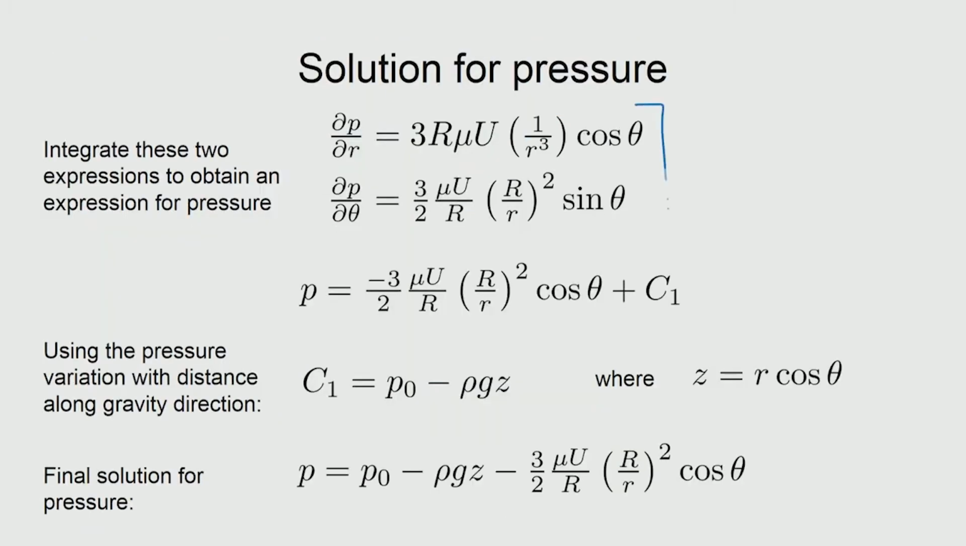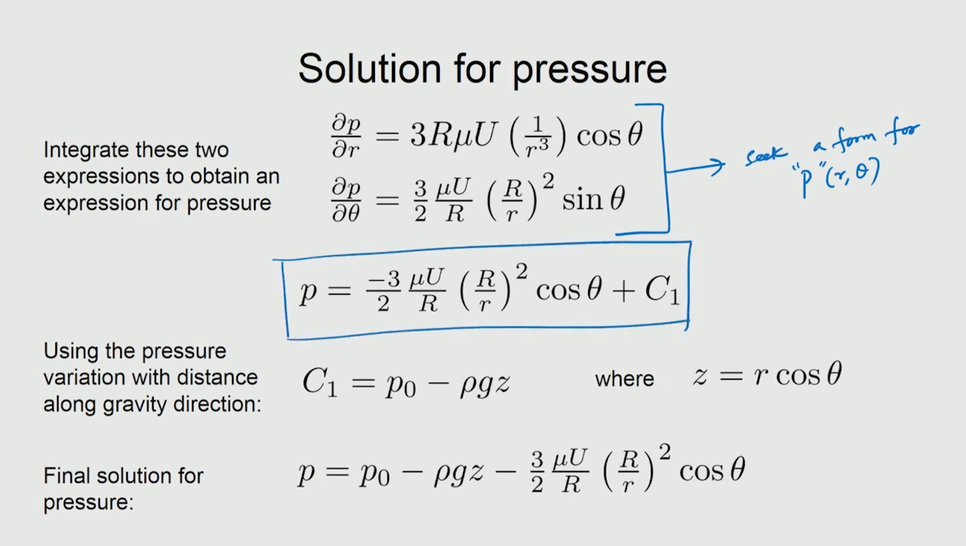So, these are the two conditions, and from here we seek a form for the pressure. Okay. So, we want it to be a function of r and theta, and we only know the differentiation with respect to r and theta. So, by looking at them, we have to guess what kind of a form would allow us to get this, and this solution is then suggested as follows, and C1 is basically the integration constant.